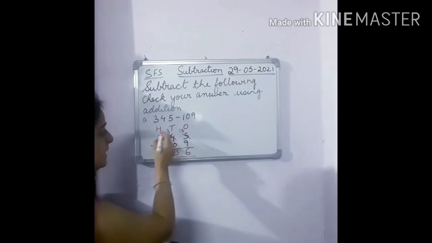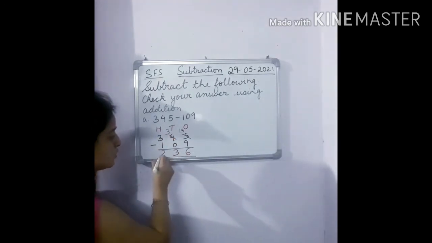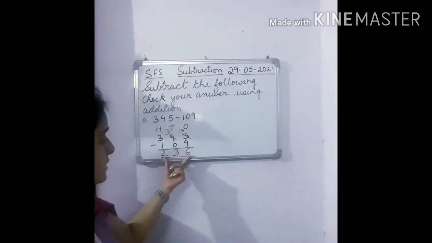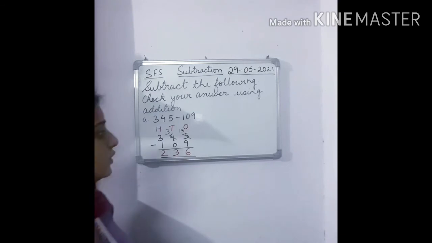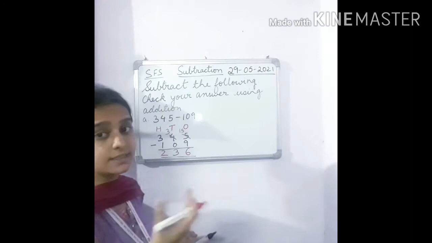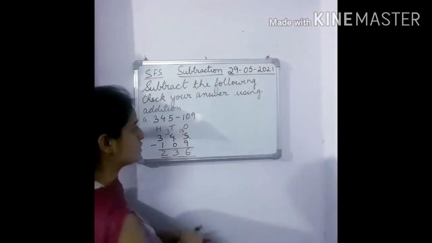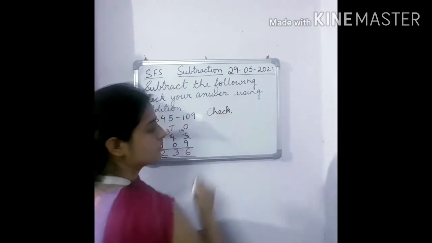Next, hundreds place. 3 minus 1. 3 minus 1 is what? 2. So what is the difference, children? 236. Now we are going to do the addition. We are going to check whether this answer is correct or not. So let's check the answer. We'll write here, check. Okay.